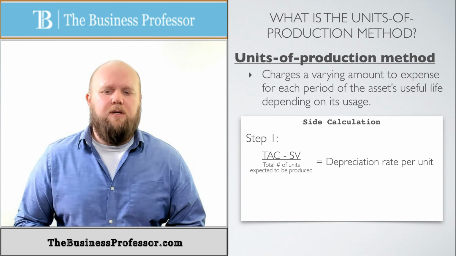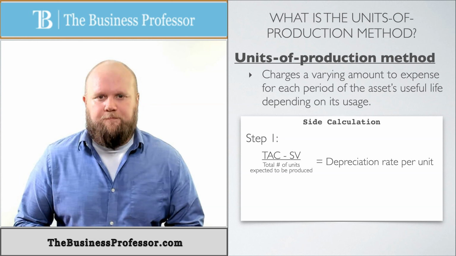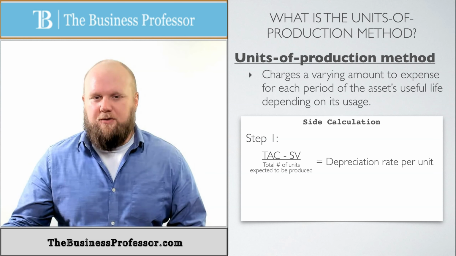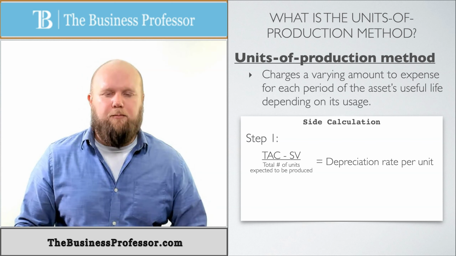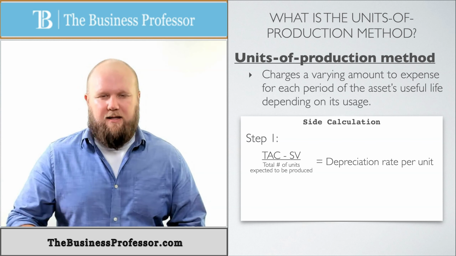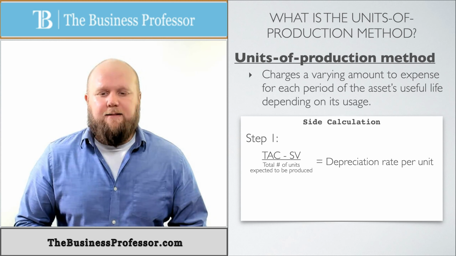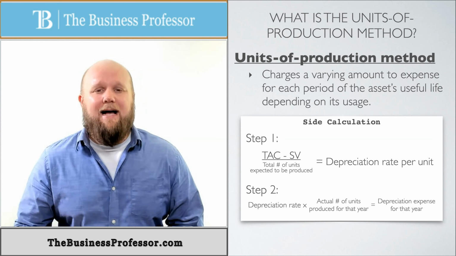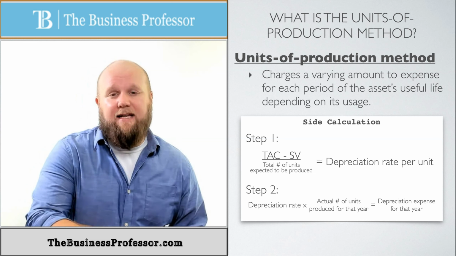And what that's going to do is give me a depreciation rate per unit. Okay, so some amount per mile that I actually drive. That's really what it's getting to. So maybe it's like 2 cents per actual mile. I'm just making these numbers up, but that's going to give me a rate. Step two is I'm going to take that rate and multiply it by the actual number of units I produced in that year.